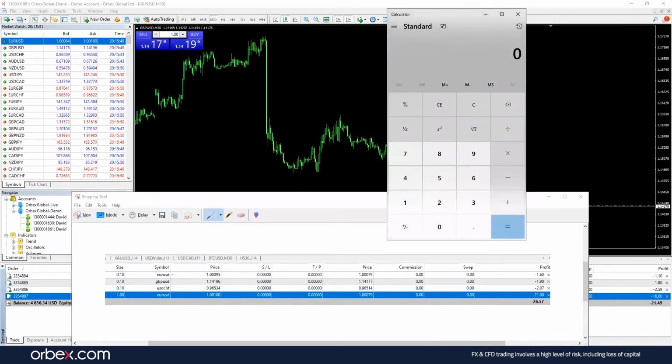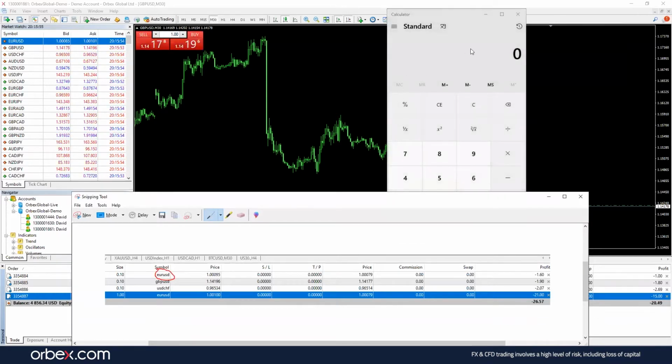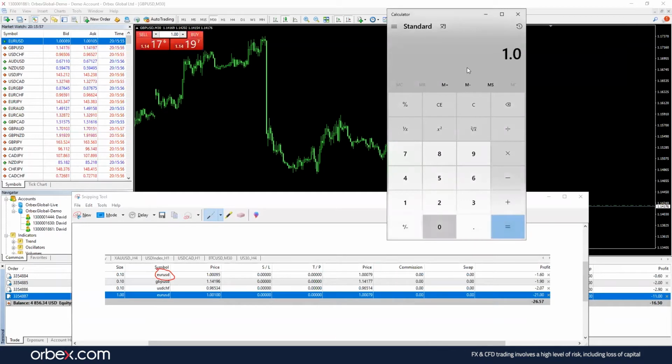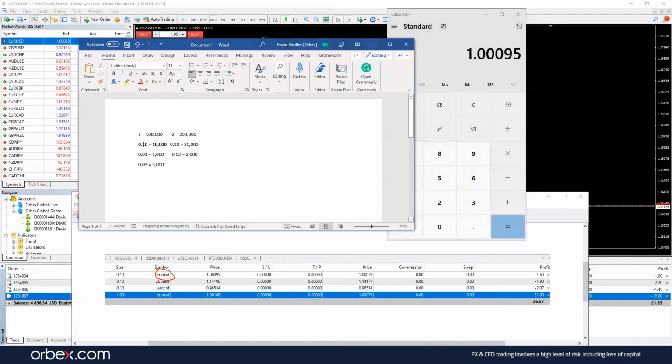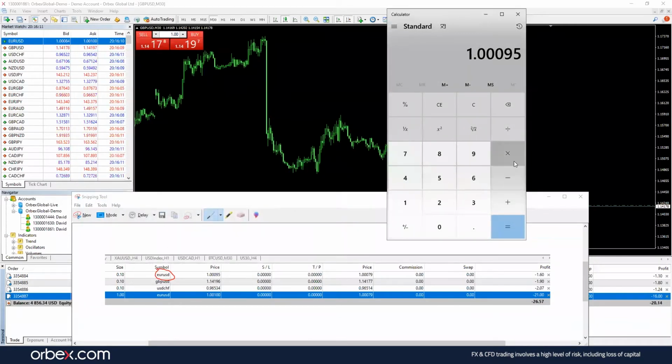So we've got euro dollar for this particular trade here. So let's do 1.00095, which was the rate. Then we're going to multiply by 10,000 because that's 0.01. If you remember from the beginning of the presentation, 0.01 is 10,000 notional value. So 10,000, and then divided by 500. So that's the margin level that I need.